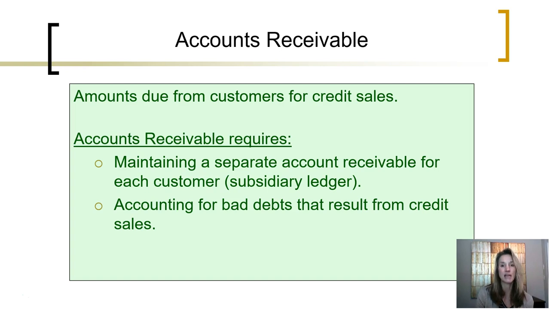And this is done in what I call a side ledger, which is more formally known as a subsidiary ledger. You can think of the subsidiary ledger as kind of a three-ring notebook that sits on the side next to the main general ledger filing cabinet. Accounting for bad debts that result from credit sales is also another issue related to accounts receivable, and we will discuss that later.